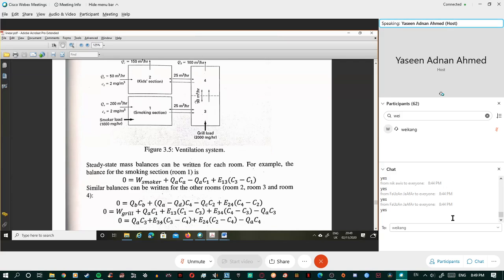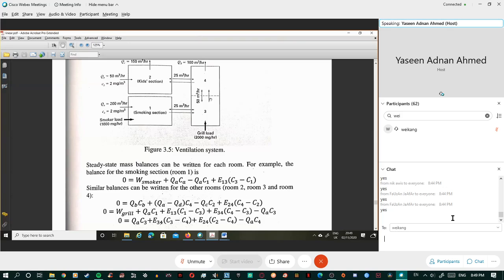And what else? Here you have this exchange sign in between 3 and 4, so that's why we have this part. And for this one also, it is going out. So this is QA, and it is going out, right? So there should be a minus QA multiplied by C3. Okay, and for room 4, we have this and this. So we have 2 exchanges.